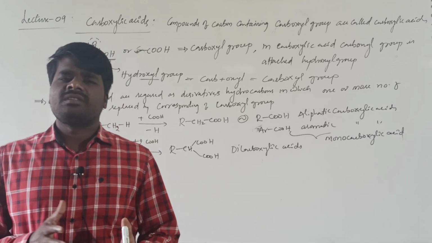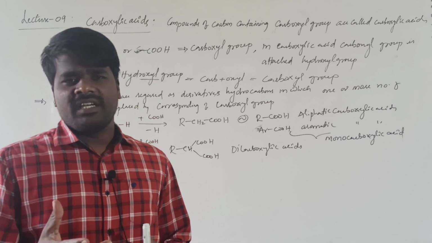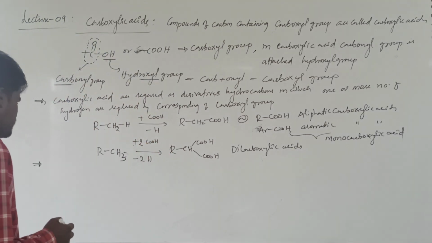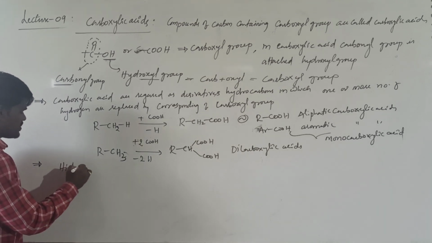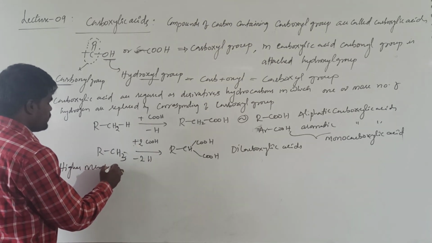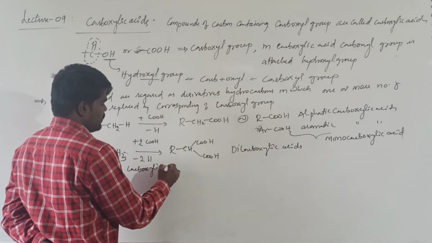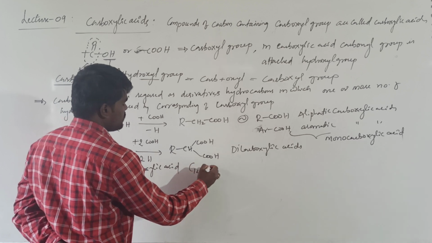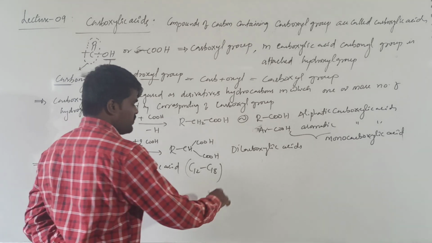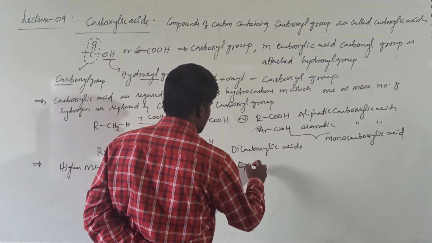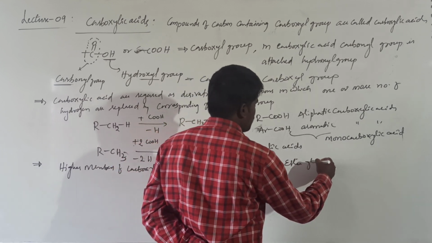They generally exist in the form of triesters of glycerol, fatty acids, the higher carboxylic acids. This is an important note: the higher members of carboxylic acids, having a number of carbons between C12 to C18, are called fatty acids. They exist in the form of esters of glycerol.